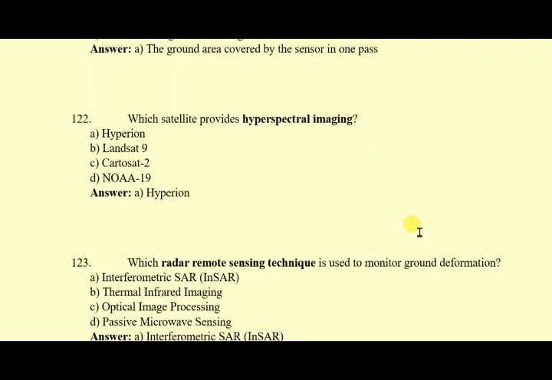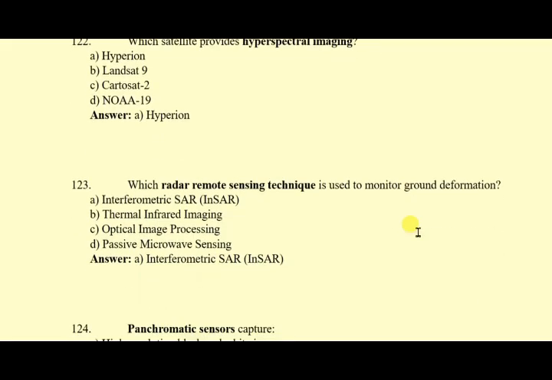Question 122. Which satellite provides hyperspectral imaging? Hyperion, Landsat 9, Cartosat 2, NOAA 19. Here the right answer is Hyperion.